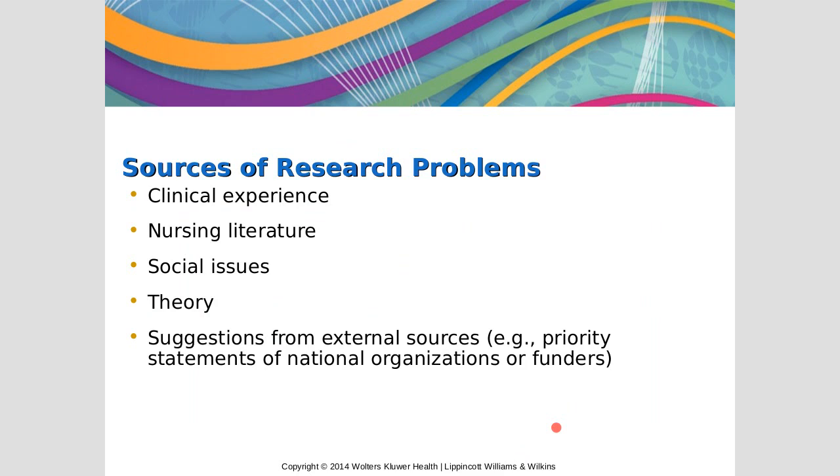Social issues are a great source of research problems, whether local or global. Think about the other class that we had about community health disparities. Great sources of perplexing problems that you might want to research. Certainly theories, whether they're nursing or other disciplines, and then external sources. Because ultimately it's all about the money. So sometimes if you're a producer of research, what you're responding to is developing research problems from whatever the funding agency's research priorities are.